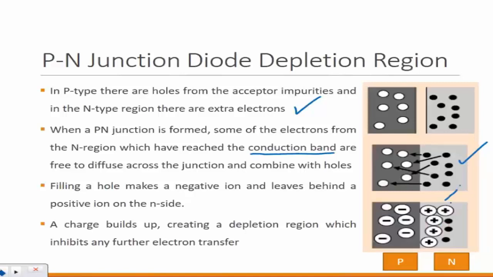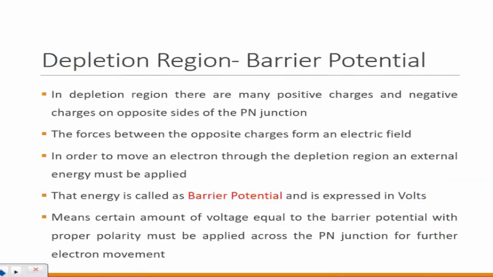Leaves behind a positive ion. Again, ion is a term that we use that basically shows that gap where the depletion occurs. So filling the hole on the other side leaves a negative ion on this side, which effectively develops a positive potential. That region is referred to as the depletion region, but the voltage is referred to as the barrier potential. So the barrier is the distance between the p-type and n-type. Remember, the potential is the term that is used for voltage.